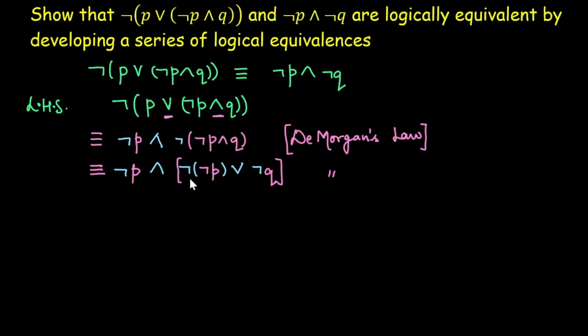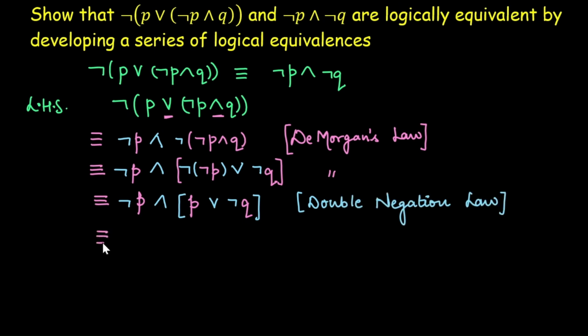In the next step we can write this statement as it is, and operator as it is. Negation of negation P is P. In the next case we have operator OR, it means we need to keep this bracket as it is as the operator is different. Negation Q as it is. Here we have used double negation law.